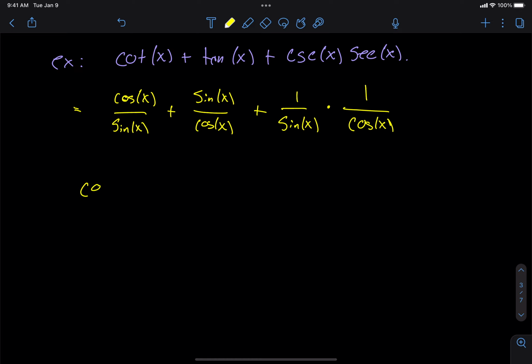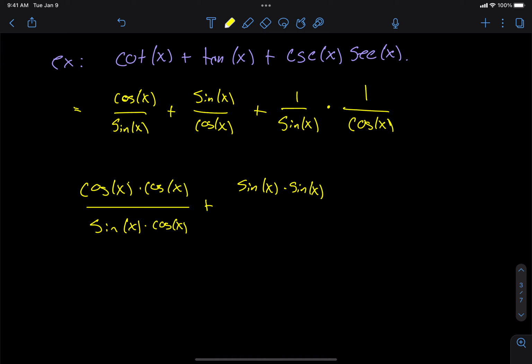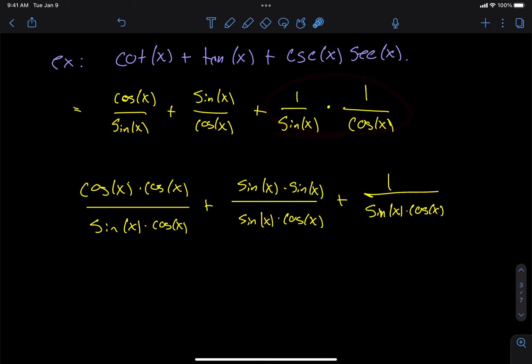Okay, so same principle here, but it's a little bit different. So we have cosine of x, and I'm gonna multiply the top and bottom by cosine. So cosine of x divided by sine of x times cosine of x, plus sine of x times sine of x divided by sine of x times cosine of x, plus 1 over sine of x times cosine of x. Okay, I didn't need to multiply the top and bottom of this one by anything because the bottom is already this denominator, isn't it?